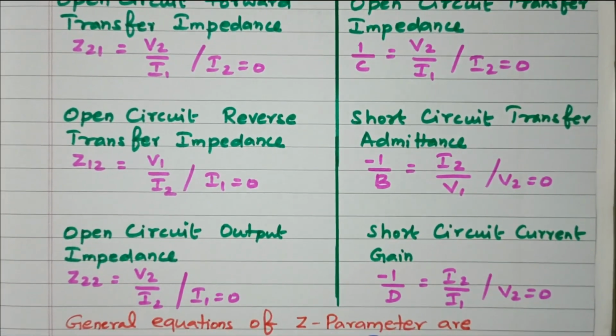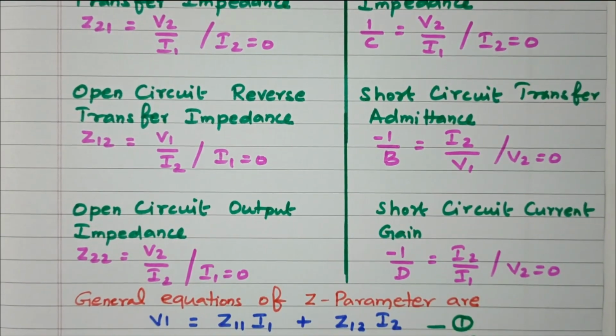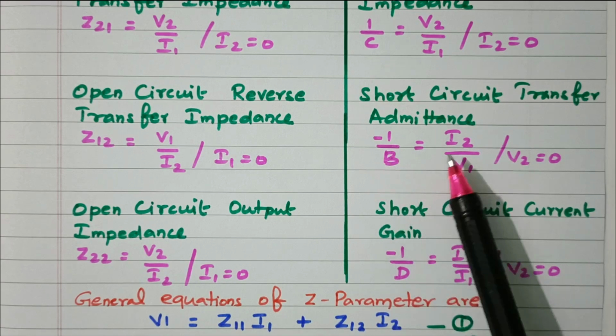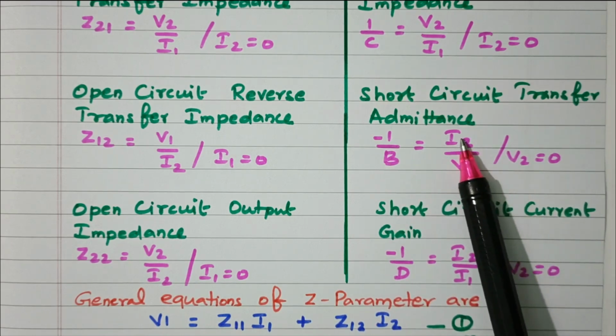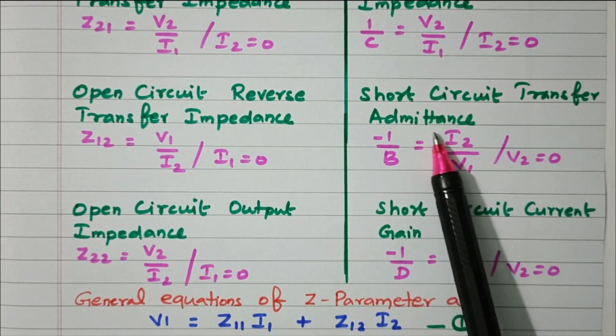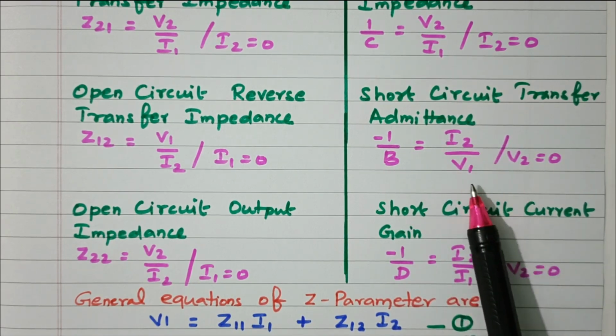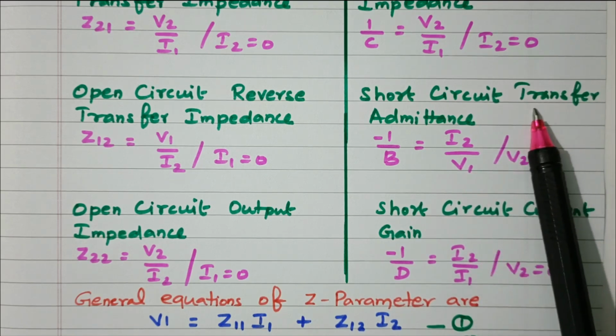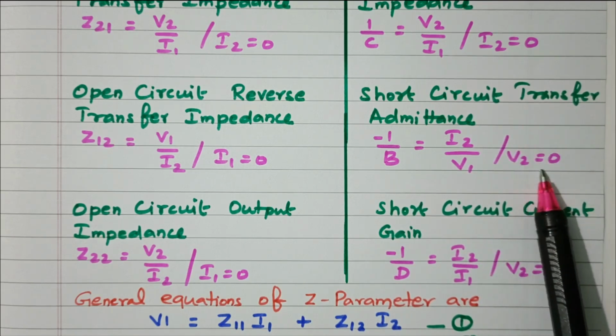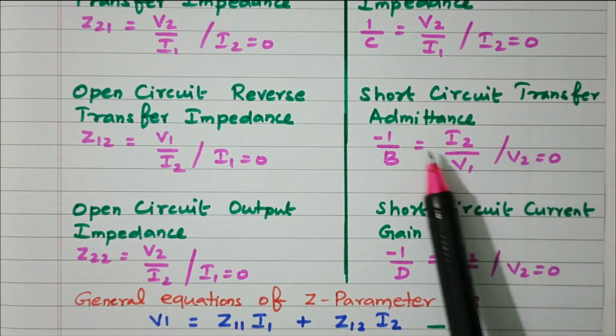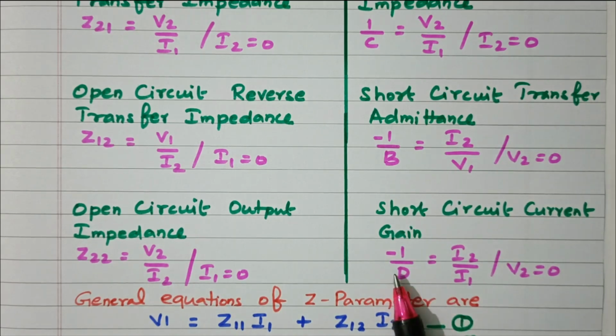The third one is B, and then we will see D. Minus 1 by B is I2 by V1. I2 current by voltage, so it is admittance. Similarly, output port current by input port voltage, so it is a transfer admittance, with V2 equal to 0, so it is the short circuit transfer admittance. Then the last one is 1 by D; minus 1 by D is I2 by I1. Output port current by input port current, so it is called a current gain. With V2 equal to 0, it is the short circuit current gain.